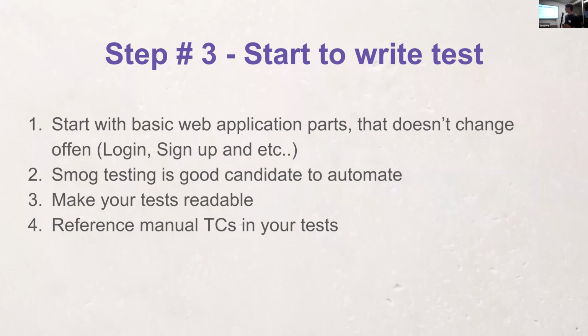And also, the last one is to reference your manual test cases in your tests, because the main idea of automation is to have manual test cases and automate them. If you're doing that, just reference them in your test management system and tag them as automated. So if they fail, it will be easier to find the manual test case in the test system.